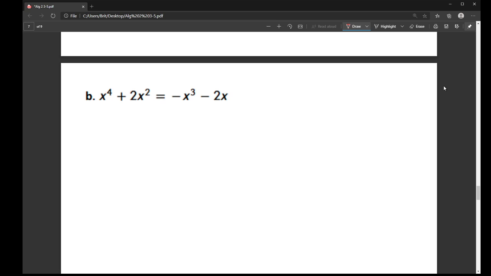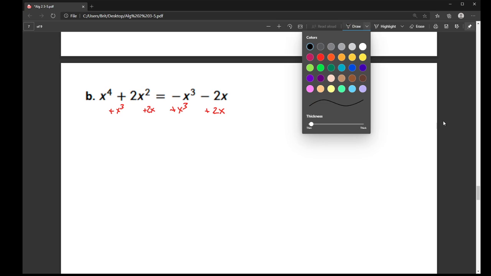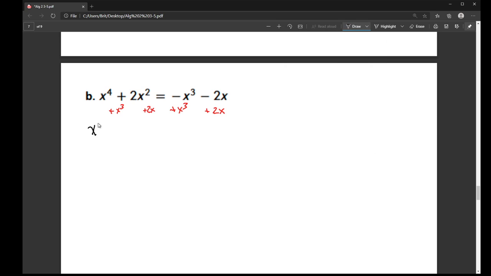So let's go ahead and try one more, just for the heck of it. I don't like having this negative stuff, so I'm going to add x cubed to each side. And I'm going to add 2x to each side. And so the polynomial that I end up with is x to the 4th plus x cubed plus 2x squared plus 2x. And that's going to be equal to 0.